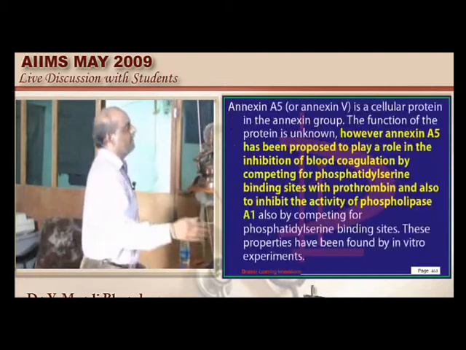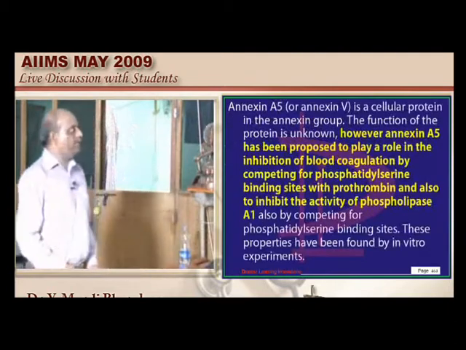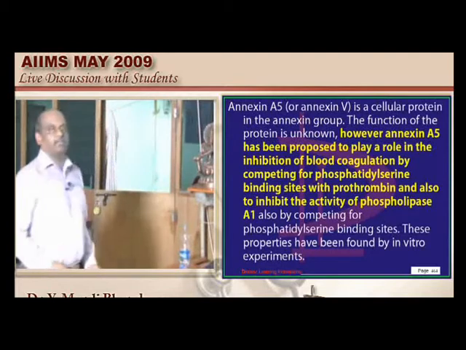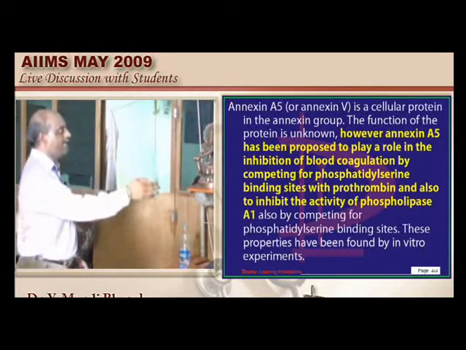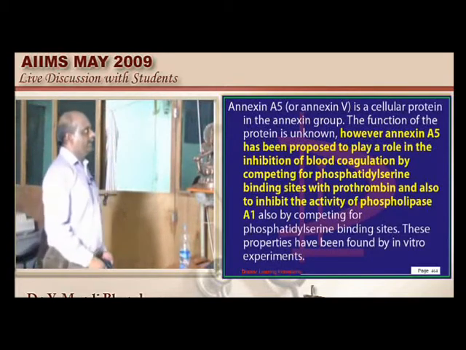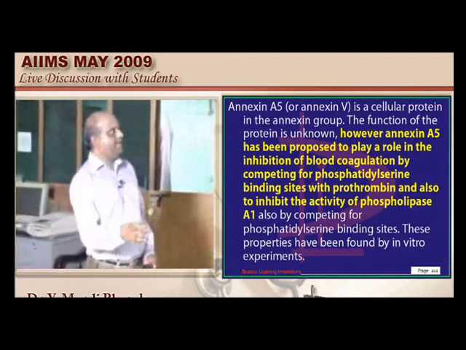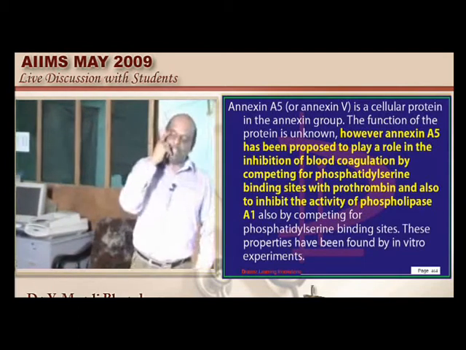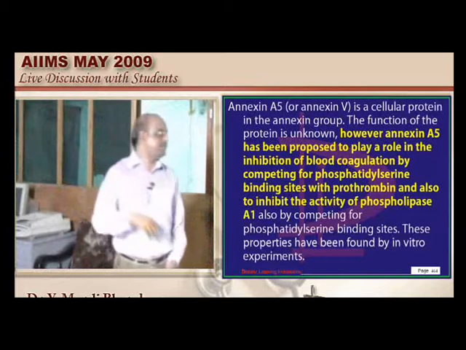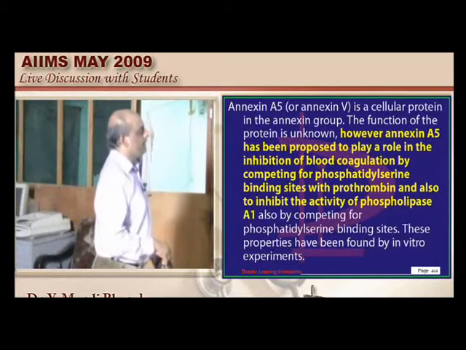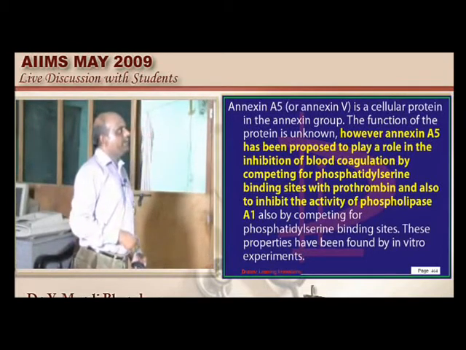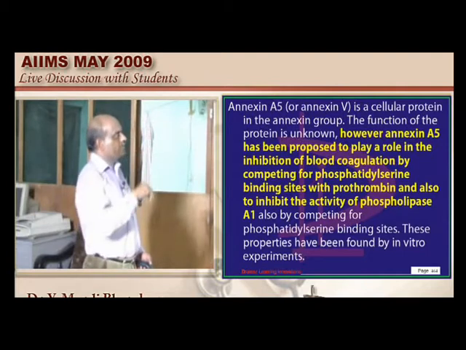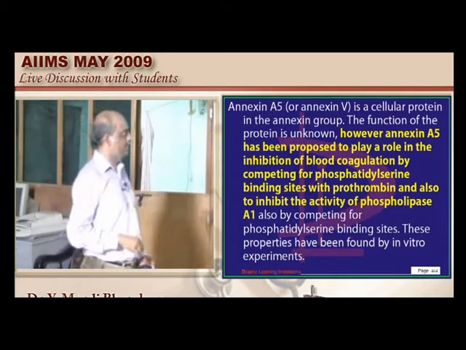Annexin is the one which is an inhibitor of blood coagulation, because it will compete with the phosphatidylserine, and antibodies against this annexin are implicated in the anti-phospholipid antibody syndrome, and it is also very much implicated in apoptosis as a marker of apoptosis.